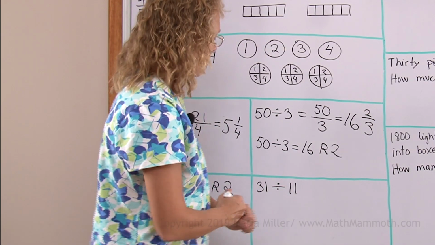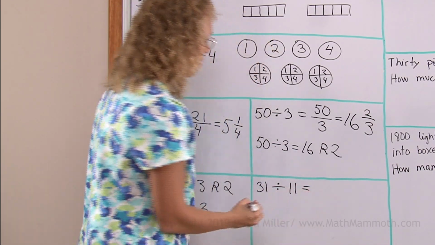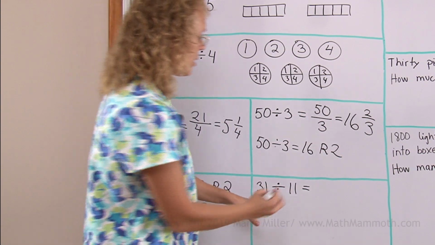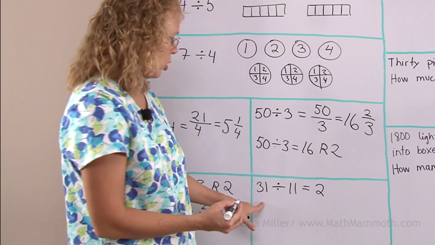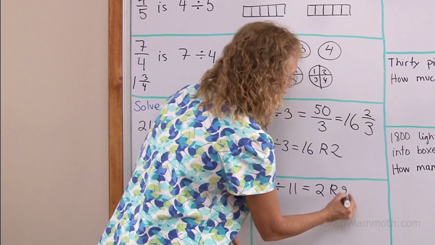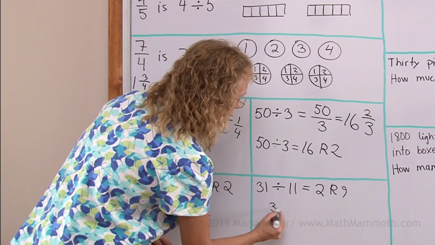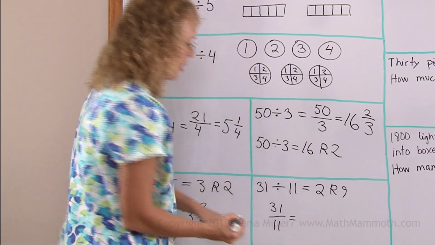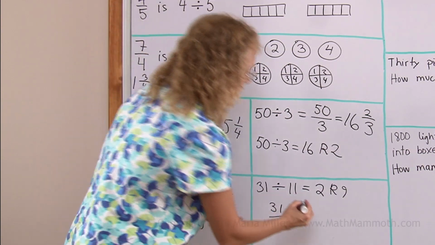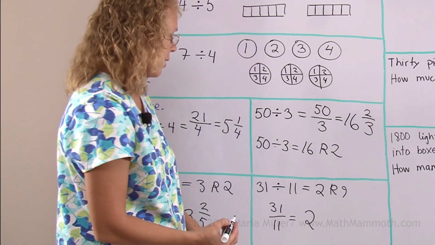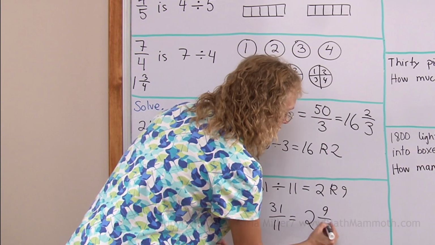31 divided by 11. Okay, if I'm in 3rd grade, then I think 11 goes into 31 exactly 2 times. That's 22, and then the remainder is 9. But if I want to divide it completely, I write it as a fraction, and then I will get 2 again here as my whole number part, and then the leftover is 9/11.